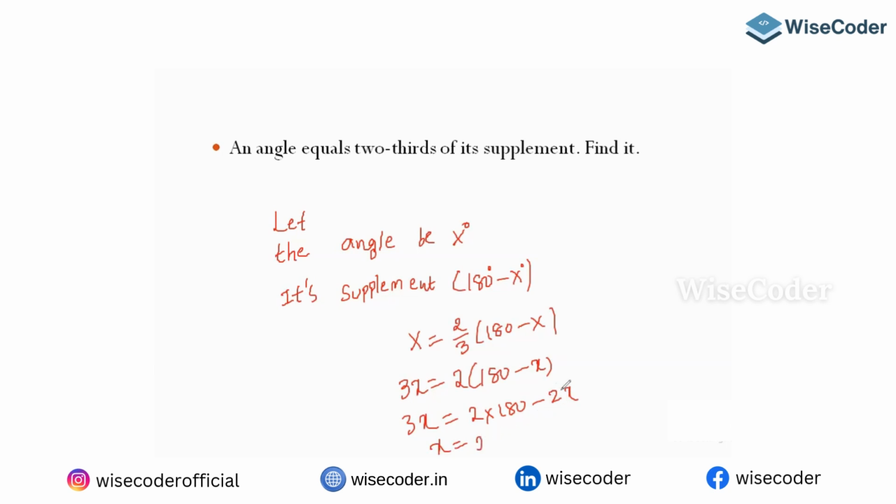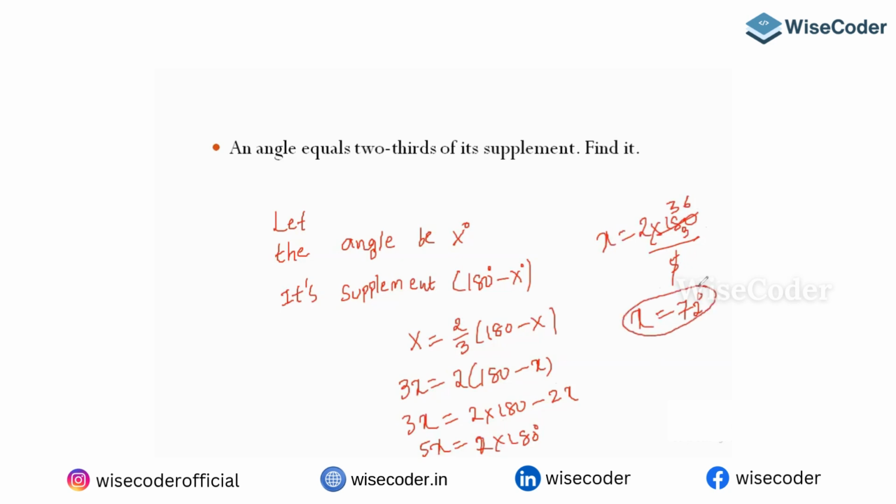Oh, it's not x. So 2x will come this side, 5x. Then 5x is equal to 2 into 180. Then x is equal to 2 into 180 divided by 5. Okay, 2 into 180 divided by 5. 5 3s are 15, you are left with 3. 5 6s are 30. Then x is equal to 72 degrees.